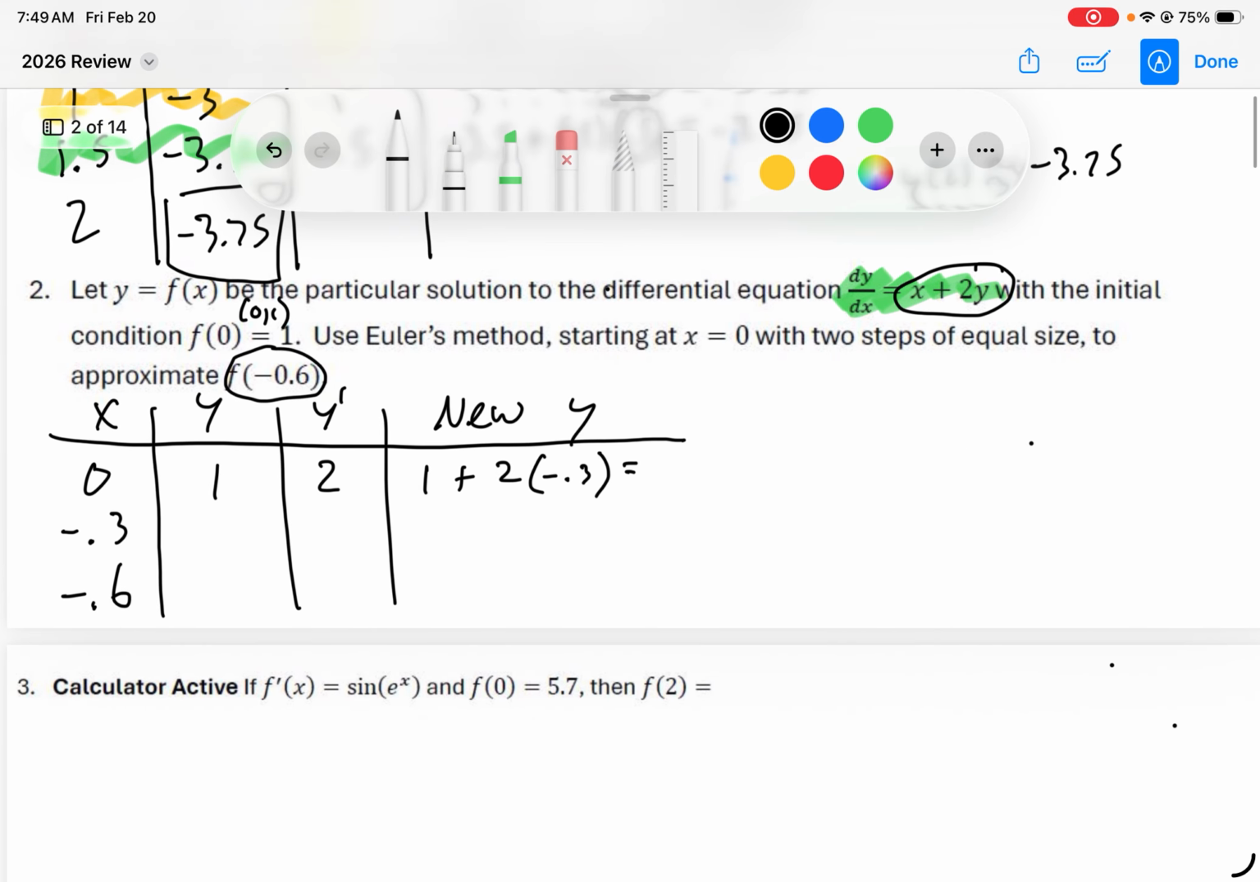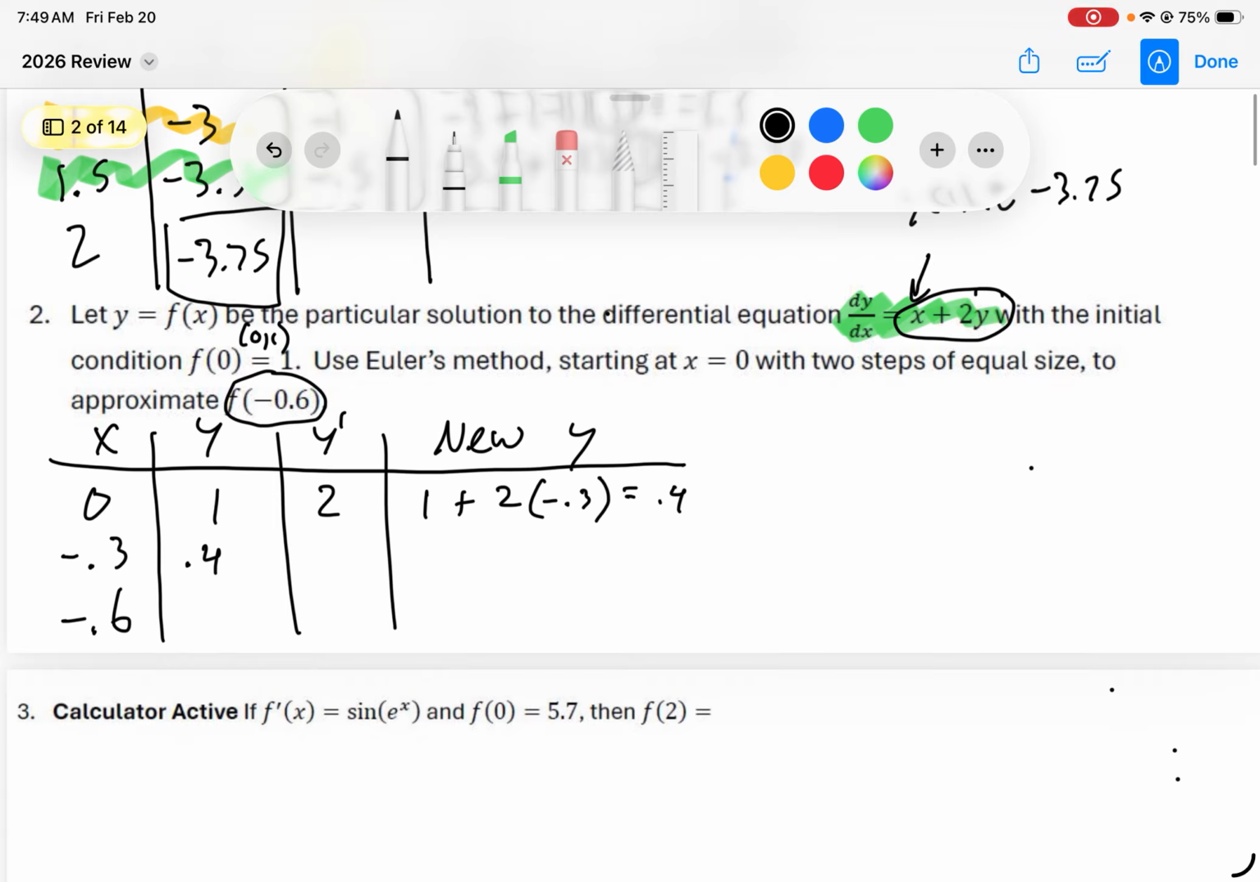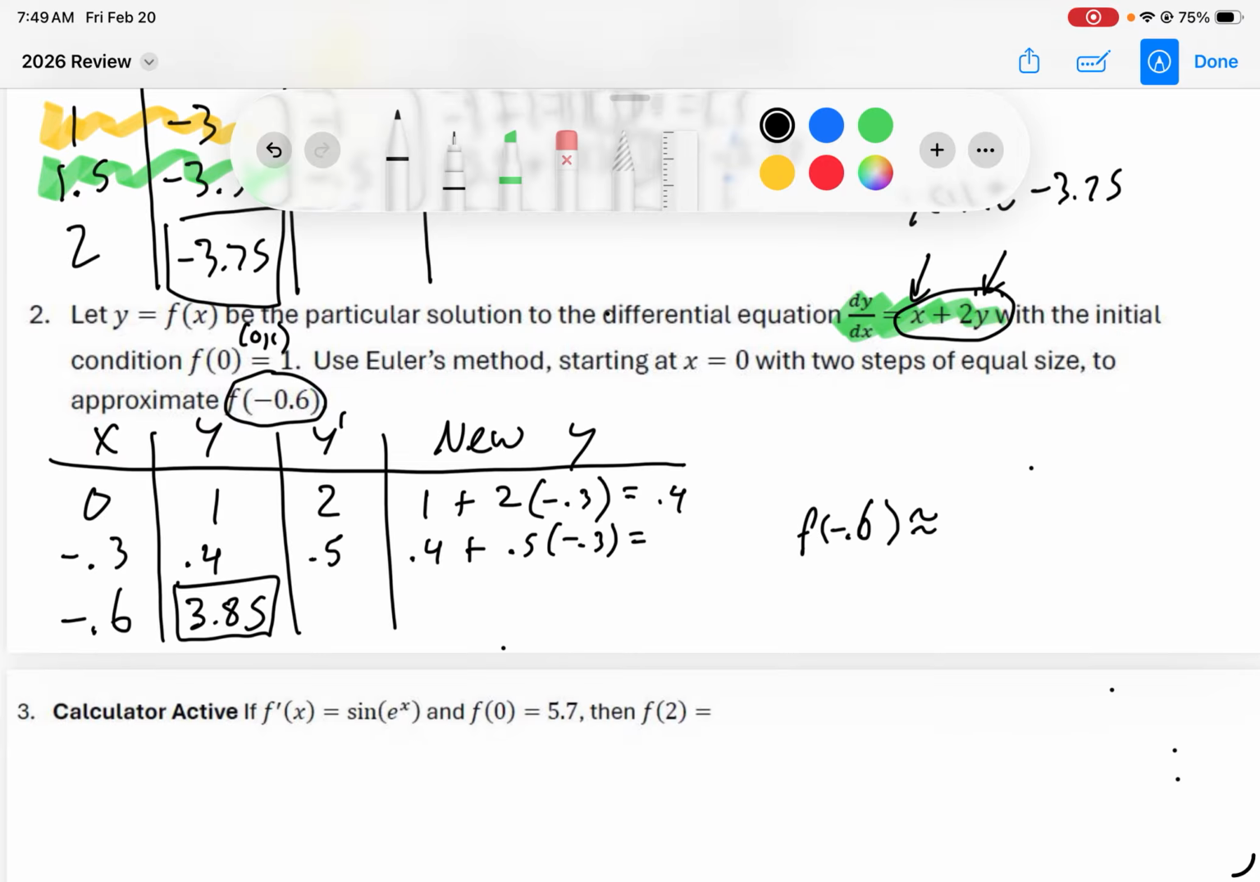All right, so that would give us 0.4. Bring down 0.4. To find y prime here, plug in x is -0.3 times 2 times 0.4, and that will give me 0.5. To find the new y, it's the old y, plus y prime times delta x, which is still -0.3. And that gives me 3.85. I did that earlier in the calculator. All right, so that would be the answer. f of -0.6 is approximately 3.85.